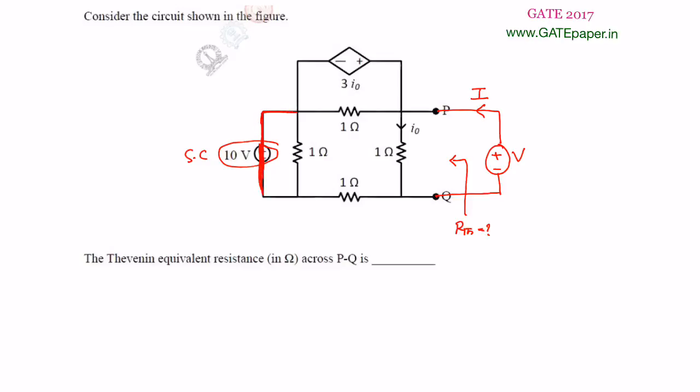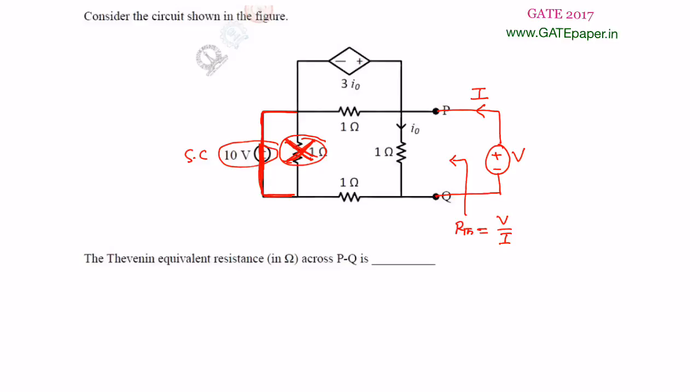Whenever you make it a short circuit, this resistor will not have any effect on the circuit, so there is no need to consider this resistor. Is it clear? So RTH is now written as RTH is equal to V divided by I, the test voltage divided by the current drawn from the test voltage source. V by I is the actual RTH.